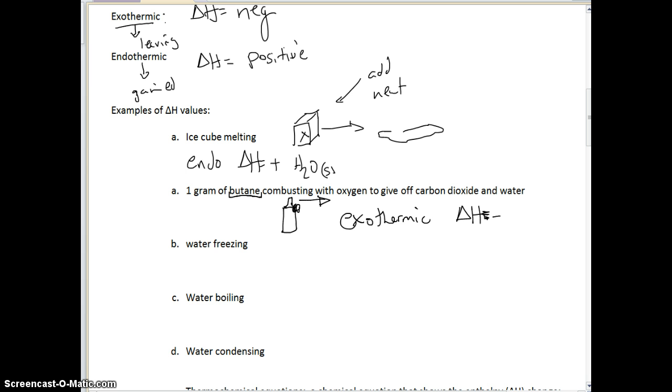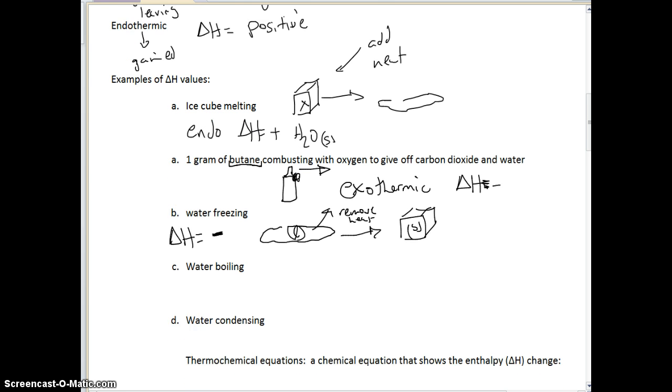Okay, water freezing. If we have a puddle of water, or some water, and we want to turn it into a solid form, make it an ice cube, put it in an ice tray or something like that, this is going to be liquid and this is going to be a solid. We're going to have to remove the heat to get it to freeze, and so delta H is going to be removing the heat, exothermic, which is negative. And a lot of students think, well, how can making ice, which is colder, be exothermic? But we have to remove the heat, and that's the definition of really what's going on there.